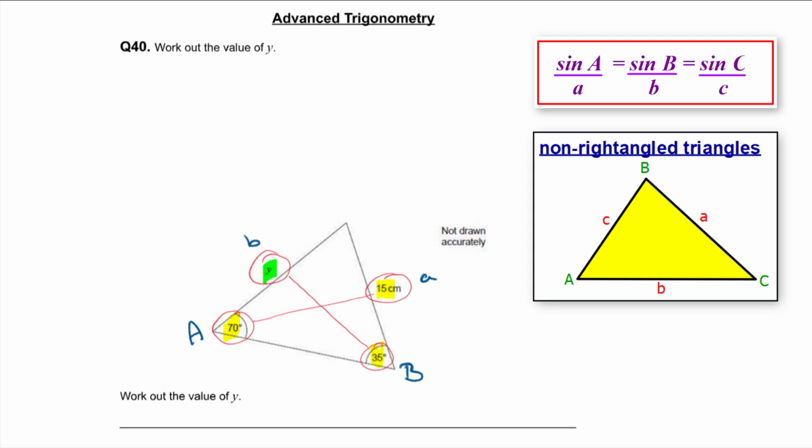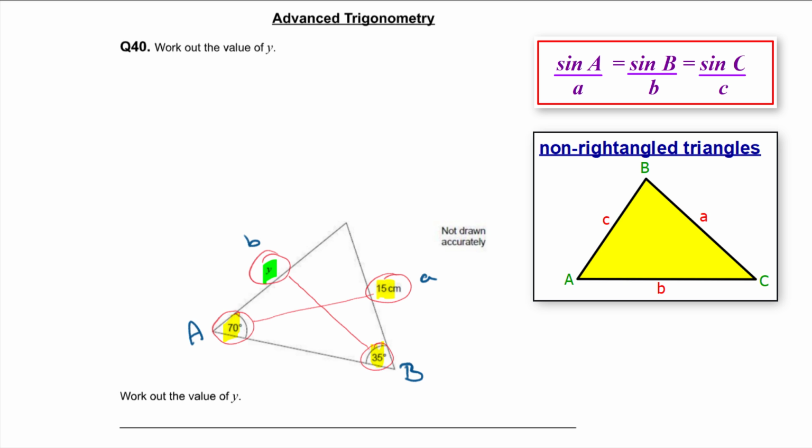So you always label opposite sides and angles with the same letter. Use a capital letter for the angle and a lowercase letter for the side. That's how the sine rule and cosine rule are written. So if you follow that, when you label up your sides, you'll be able to substitute much more easily into the sine rule and the cosine rule.